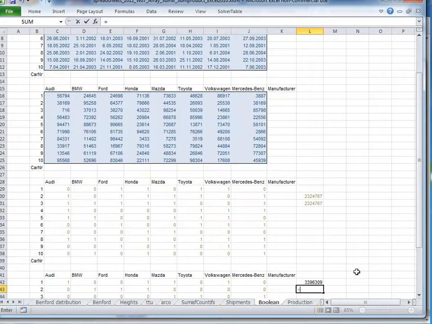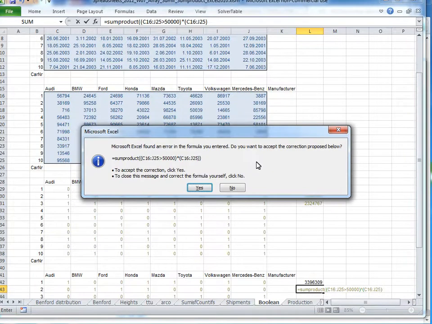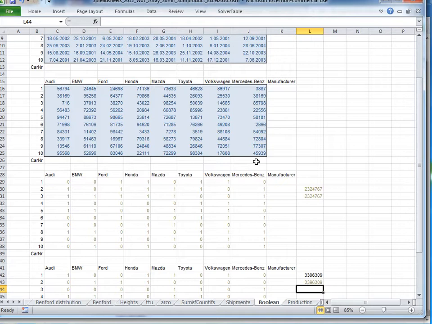Let's try it one more time here, at the lower table as well. So we write equals sumproduct. Now what we have to do is compare the mileages with 50,000. So double parenthesis, mileage is bigger than 50,000, and parenthesis closed. We multiply it with the mileage itself actually. So that's what we do here. And we press enter, and here it is, the same number. 3.4 million miles are traveled by cars which have traveled more than 50,000 miles.